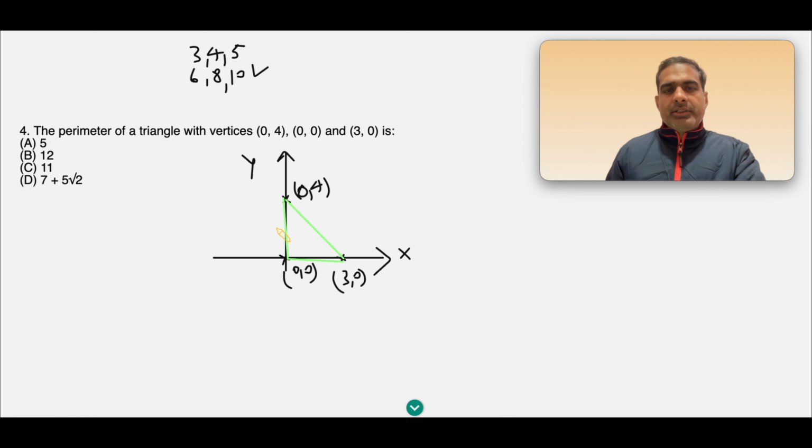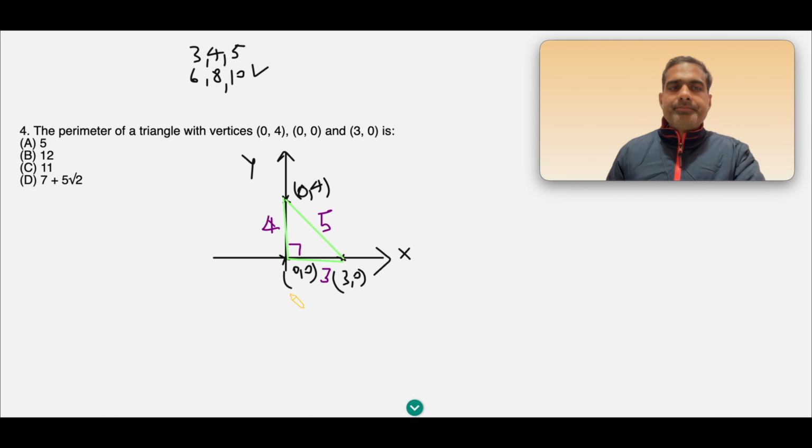So if we see, this side is 4 units, this is 3 units, and this is the hypotenuse of a right angle triangle whose two sides are 4 and 3. And we know 3, 4, 5 is a Pythagorean triplet. So if two sides of a right angle triangle are 4 units and 3 units, its hypotenuse will be 5.